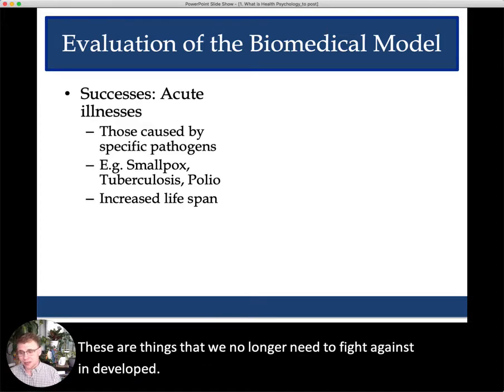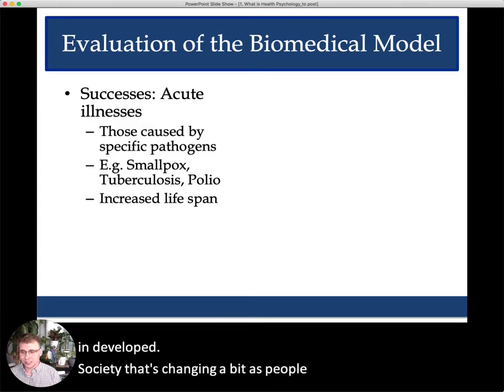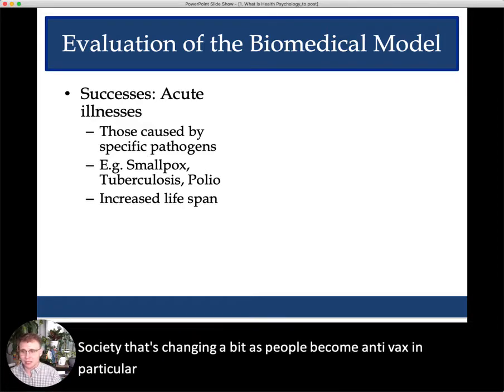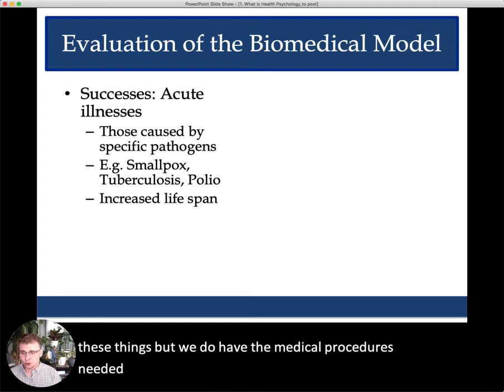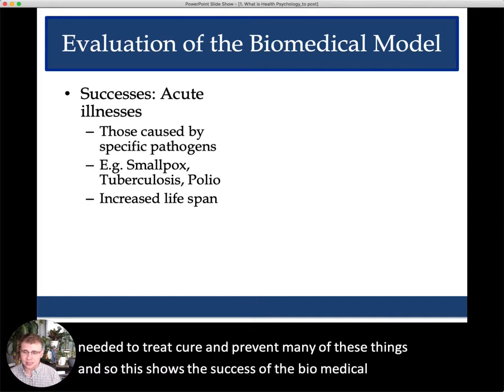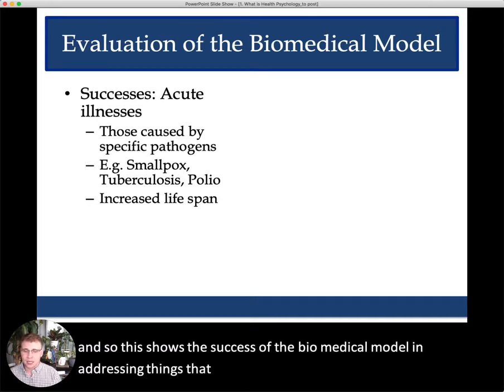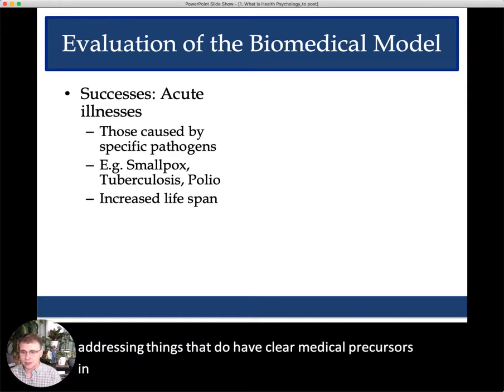That's changing a bit as people become anti-vax in particular areas, and we see resurgences of these things, but we do have the medical procedures needed to treat, cure, and prevent many of these things. And so this shows the success of the biomedical model in addressing things that do have clear medical precursors in medical or biological indices in the body.